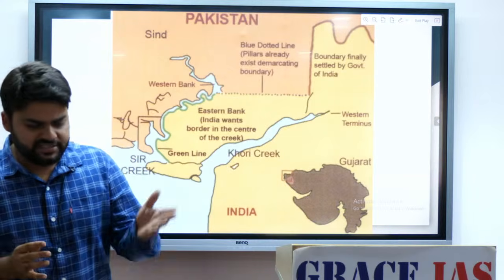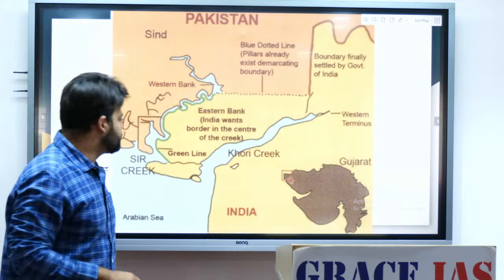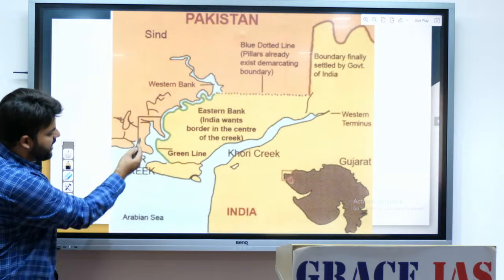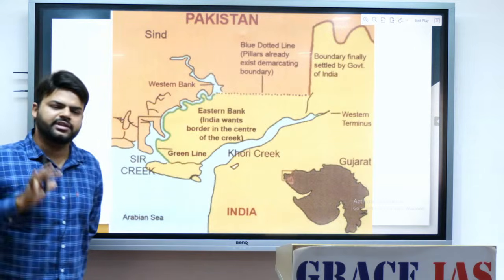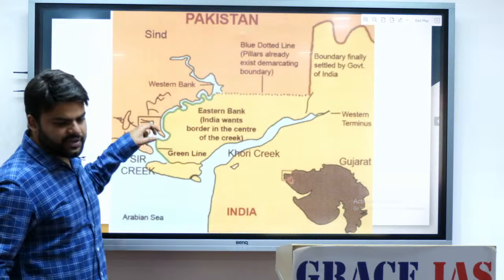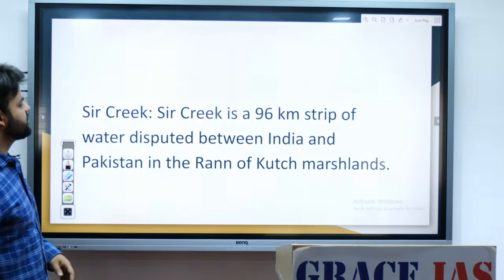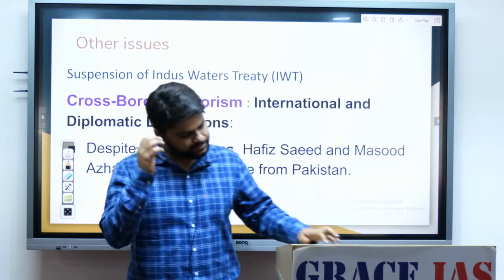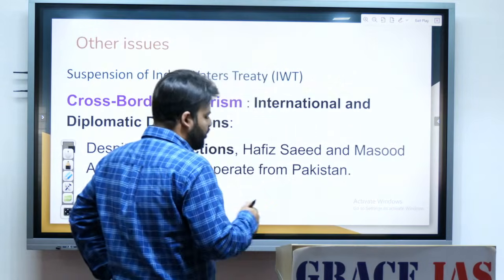Which boundary separates India and Pakistan? Does that border have a name? Radcliffe Line? Fine. So when the Radcliffe Line was drawn, it was drawn here, but this island was left non-divided. So this created an issue. Pakistan claims Sir Creek is ours, India claims Sir Creek is ours. You just have to remember that India and Pakistan have a Sir Creek issue. Where is it? Near the Arabian Sea. Please write down. It is a 96 kilometer strip disputed between India and Pakistan, near the Rann of Kutch.